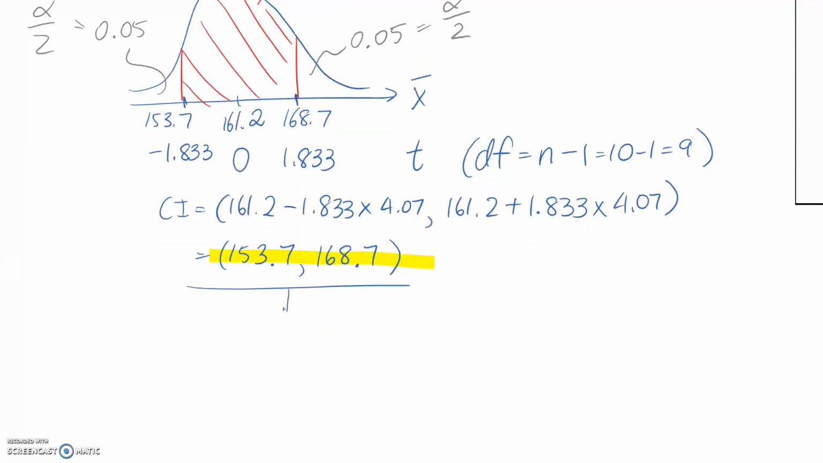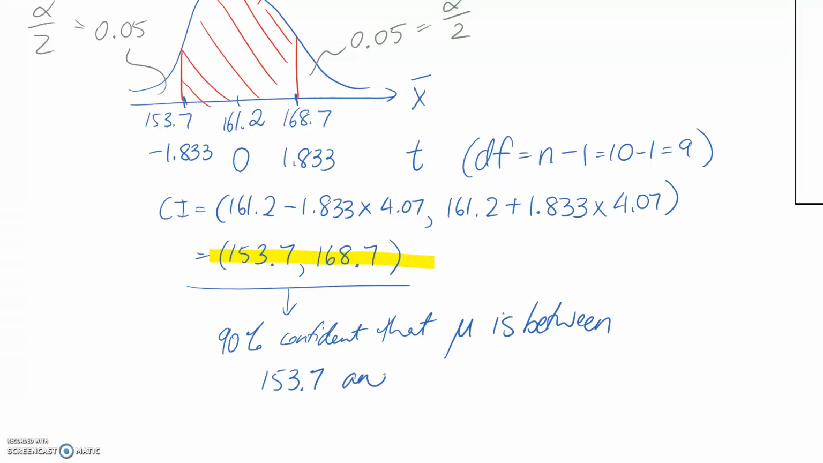The last little thing I want to write is how we interpret this. What this is telling us is that we are 90% confident that the population mean, which is mu, is between our lower and upper limits, 153.7 and 168.7. And in the context of this question, these were the number of items produced per hour.